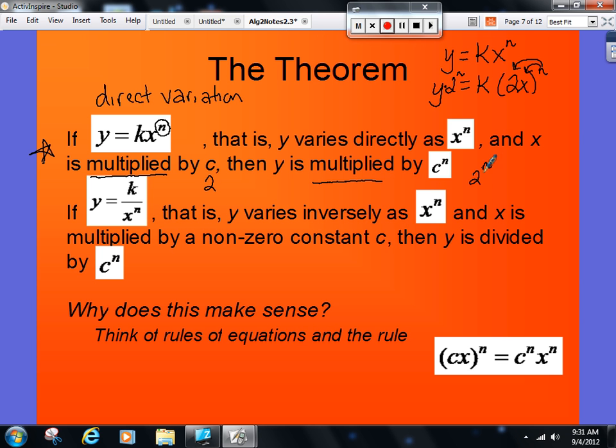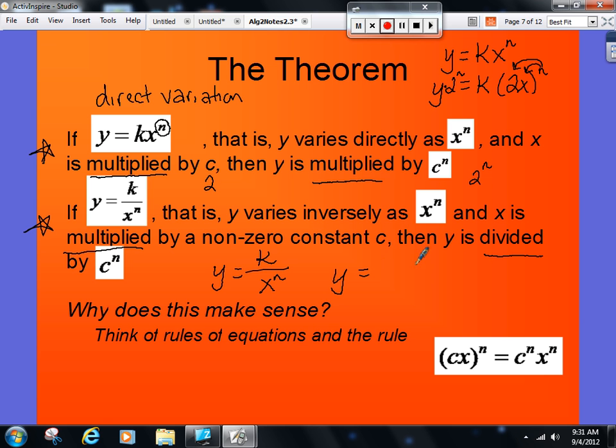If you do one thing to the side with the x, then you're going to have to take it to the power on the other side. Okay? Now, this should be pretty obvious to you, knowing what we do about inverse variation. If you have y equals k over x to the n, that is y varies inversely as x to the n. And this time if we multiply x by some constant, then y is going to be divided. Why? Well, because if x is getting multiplied, x is getting bigger, what does y have to do? Y has to get smaller. How do you make it smaller? You divide.